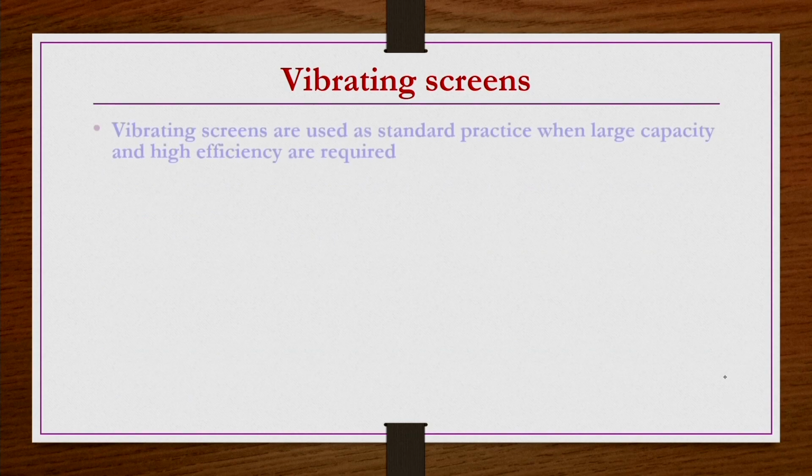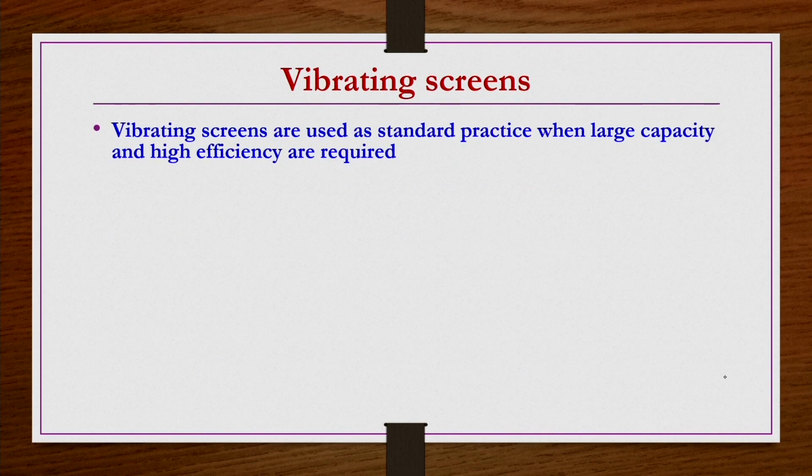Next one is the vibrating screens. Vibrating screens are used as standard practice when large capacity and high efficiency are required. In the capacity section we are going to see that for some of the ores, the capacity is so much higher for vibrating screens compared to other types of screens. The capacity of vibrating screens is very high, and similarly, their effectiveness is also very high. That is the reason many people use these vibrating screens in their industries.